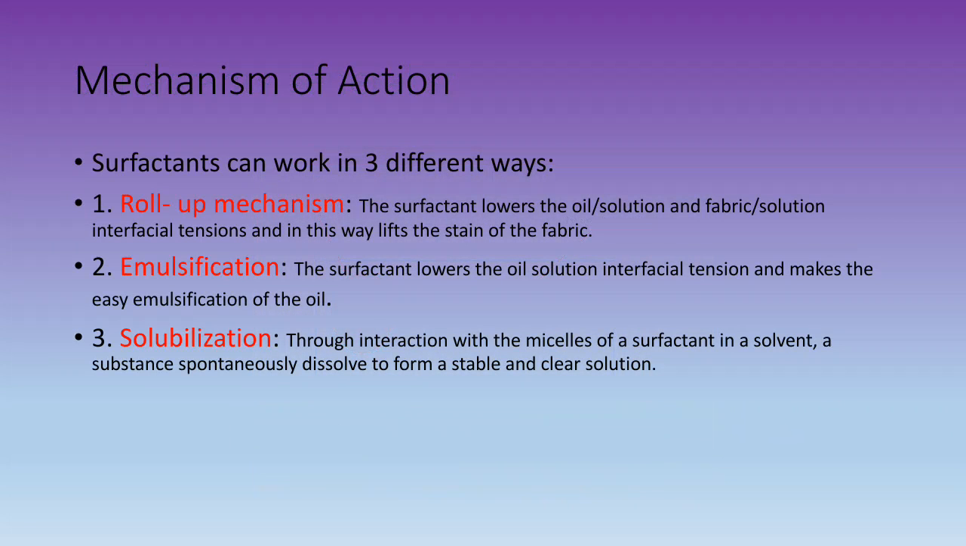Now, what is the mechanism of action of surfactant? Surfactants can work in three different ways. The first is the roll-up mechanism, the second is emulsification, and the third is solubilization. The first one is the roll-up mechanism. Here the surfactant lowers the oil solution and fabric solution interfacial tension in such a way that it lifts the stain off the fabric. So what is the main motto of the surfactant? In each and every field, its main aim is decreasing or reducing the interfacial tension.